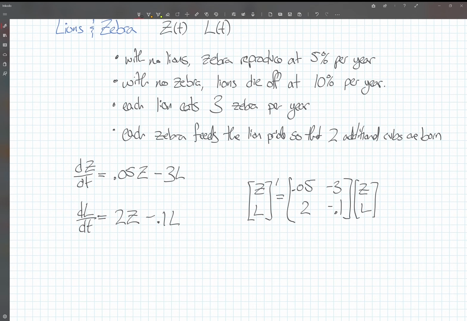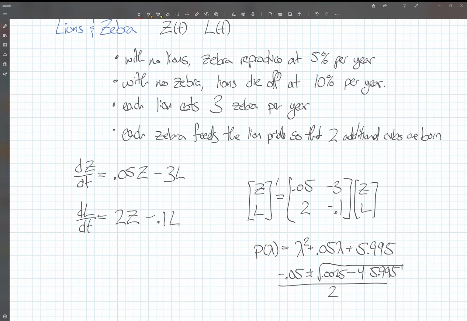This is a constant coefficient system, so we need to compute the eigenvalues, eigenvectors, compute a matrix exponential maybe. So there's the characteristic polynomial, and we can of course find the roots of that using the quadratic formula. You can see that the number under the radical is going to be negative. That means our eigenvalues will be complex. I've computed the real part. The imaginary part is the square root. It doesn't really help to write it out, so I'll just call it alpha for the moment.